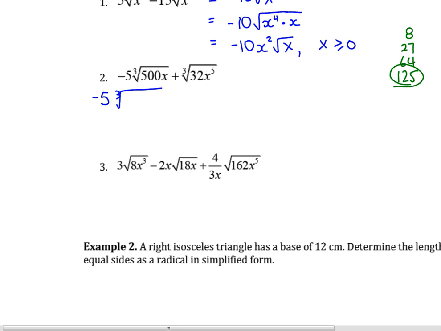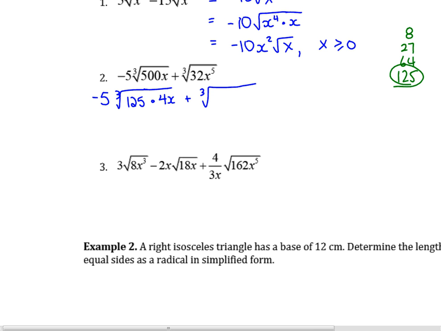So I'm going to break it into two separate brackets. Well, you don't have to. We can keep it all in the same bracket if you want. 125 times, there's a 4 and an x. Okay, 32.